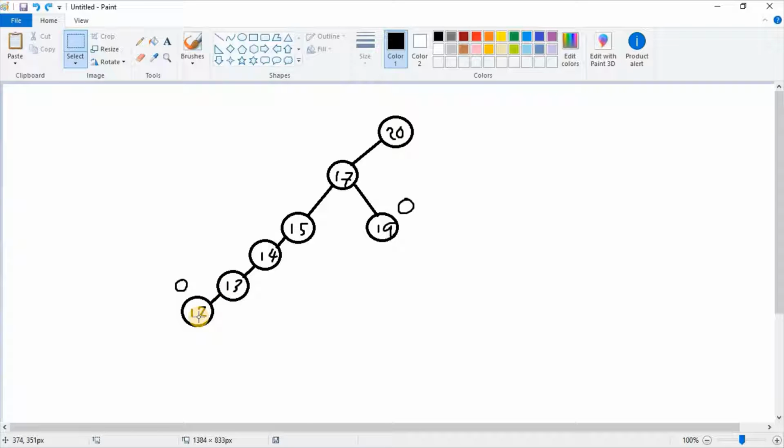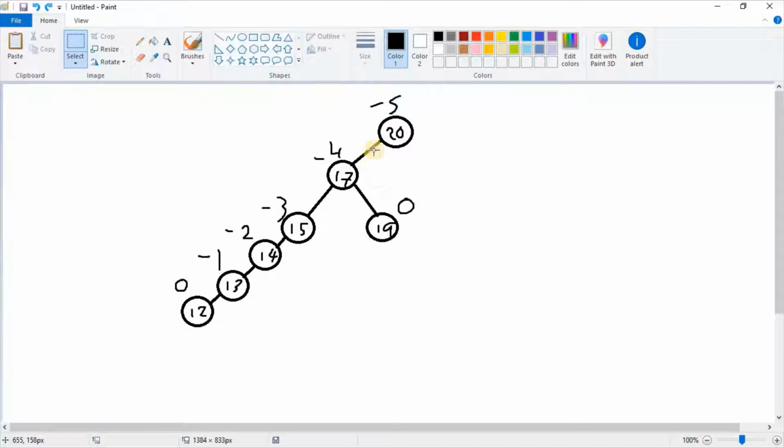Now if you take 30, it has just one left child and does not have a right child, so its balance factor should be minus 1. And for 14, it only has one left child and no right child, and its balance factor is minus 1, so it adds up and it becomes minus 2. And it adds up again, and it becomes minus 3 over here, and at 17 it becomes minus 4, and at 20 it is minus 5.